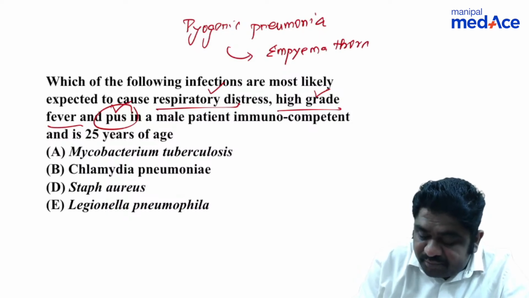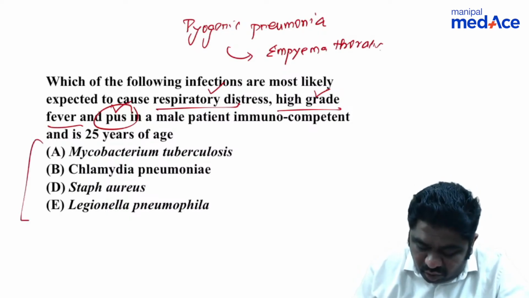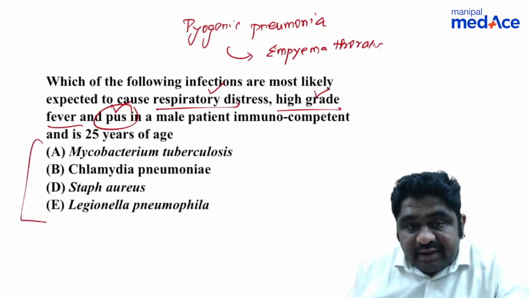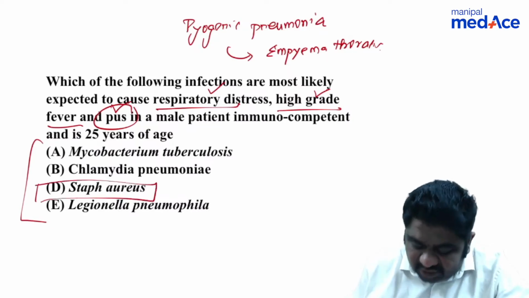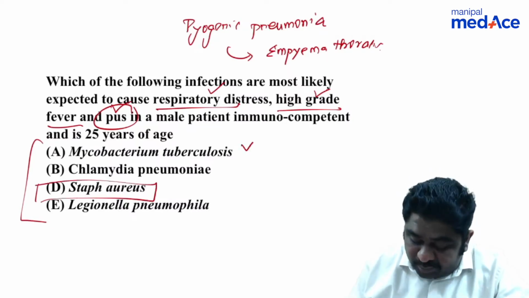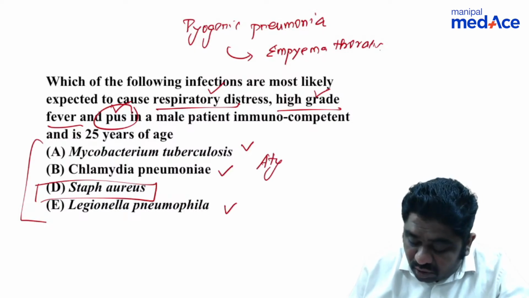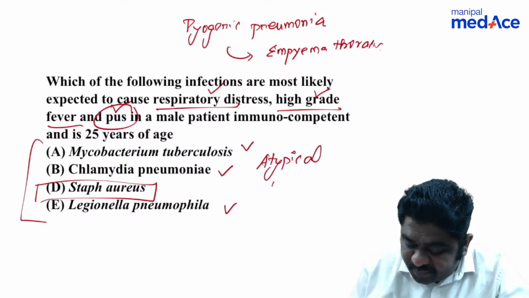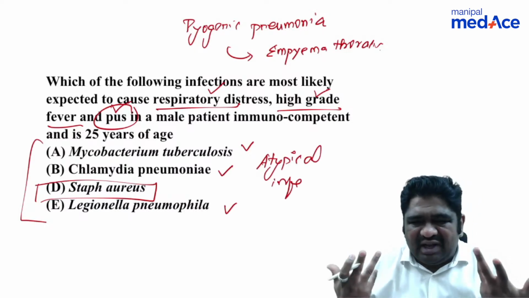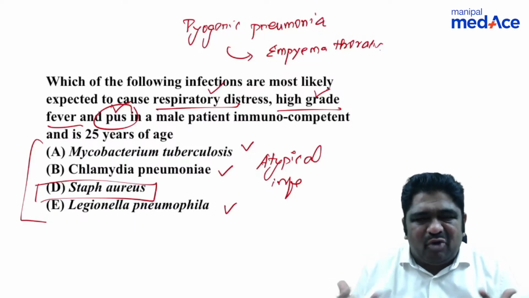Empyema thoracis. And out of the four options given, the only organism capable of producing pus is Staph aureus. Why? Because MTB, Chlamydia pneumonia, Legionella pneumophila, all of them are known for causing atypical infections. What are you speaking about? Why are you speaking about atypical, typical?